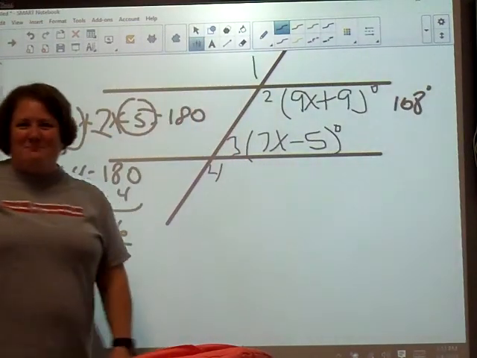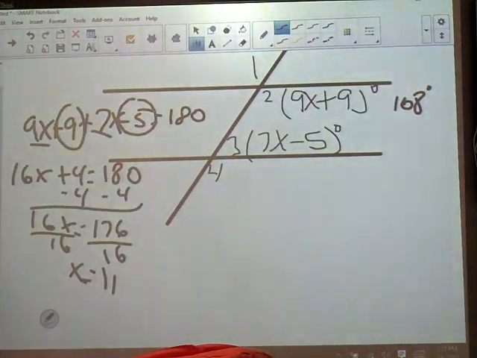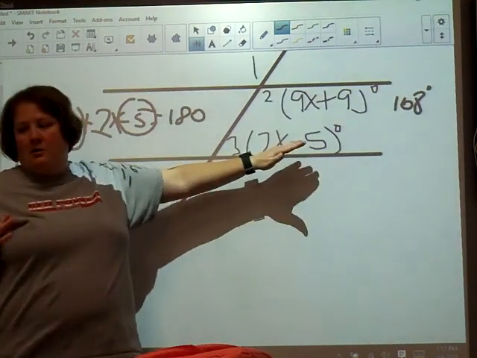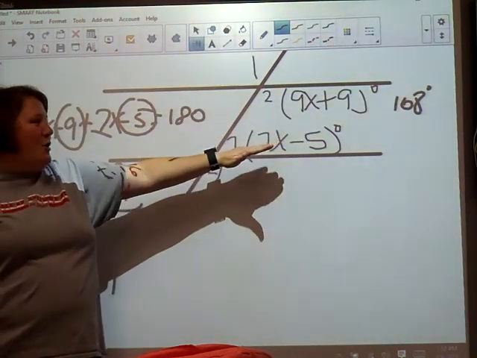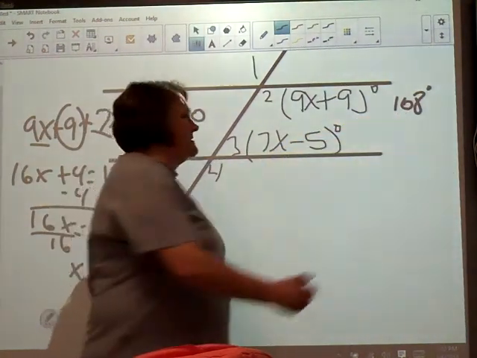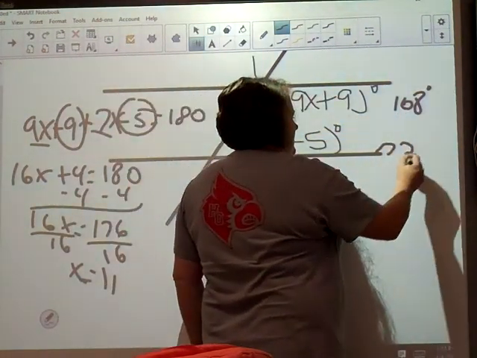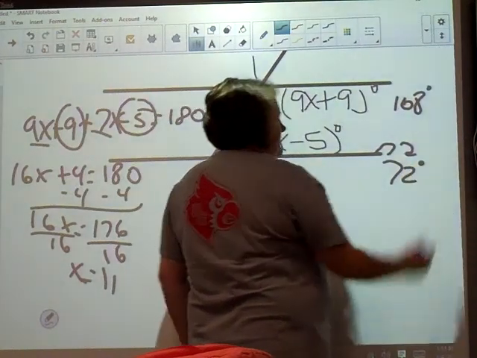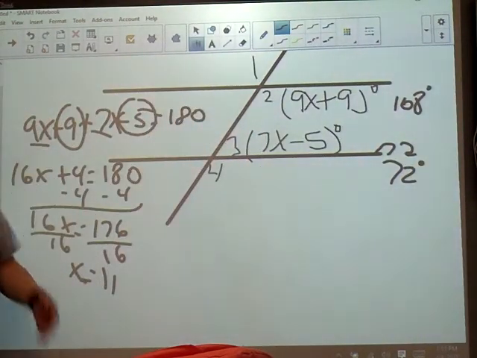Just try to make y'all do mental math and you panicked. No five in there. All right, now you can find angle three a couple different ways. You could go ahead and plug your 11 in here. 72. Very good mental math. Or you could just subtract from 180. Either way, you get 72. All right, now you just got to fill in. You got to fill in your one and your four.